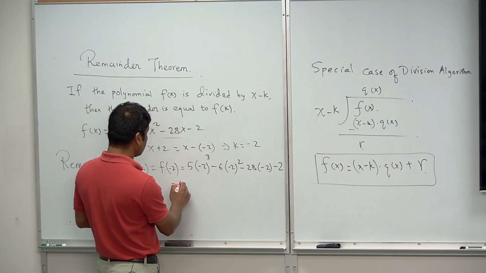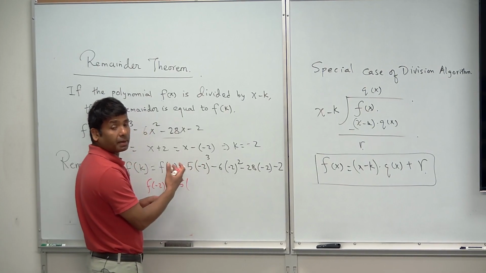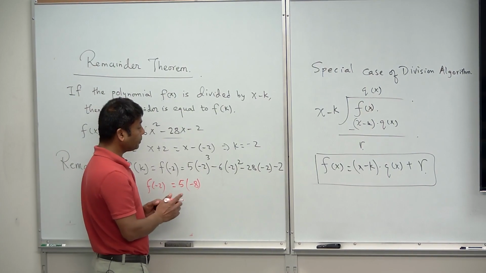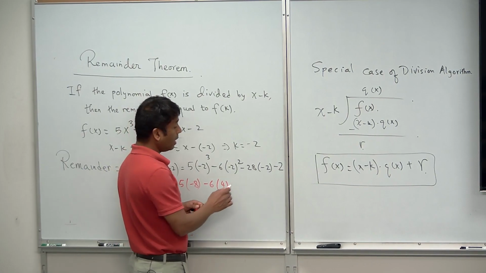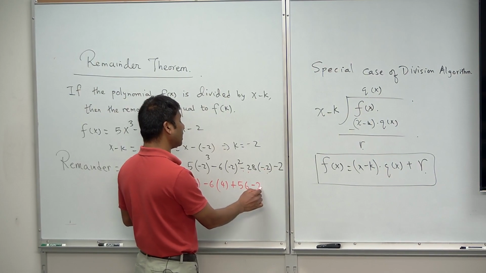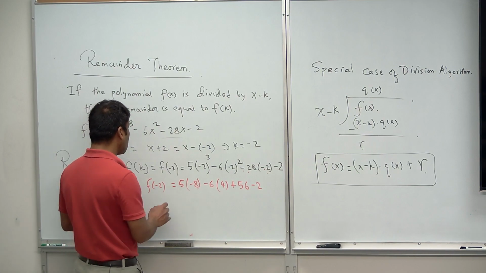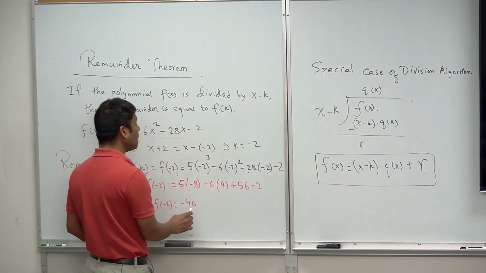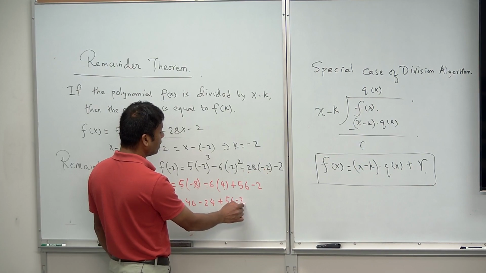So now this is f of negative 2 equal to 5 times, what is negative 2 cubed? This is negative 8. Is that right? Minus 6 times, what is this? 4. Right? And negative times negative is positive, 28 times 2 is what? 56 minus 2. Does that make sense? So now f of negative 2 equal to 5 times negative 8, this is negative 40, negative 6 times 4 is negative 24, plus 56 minus 2.